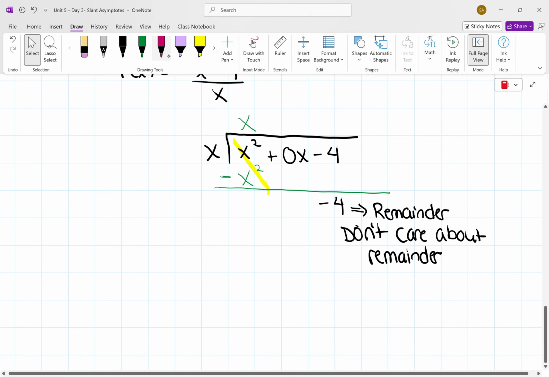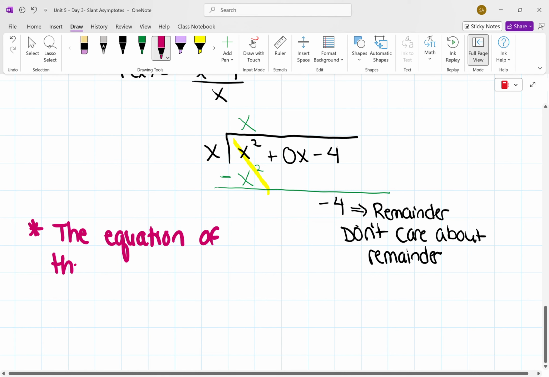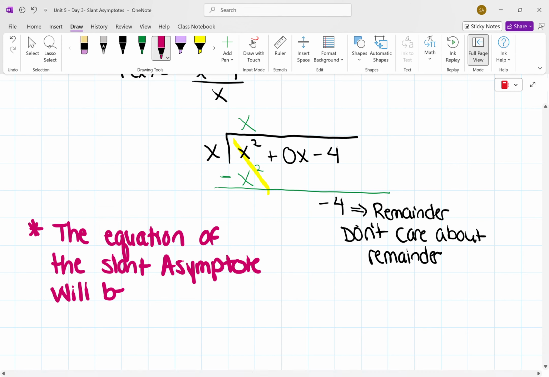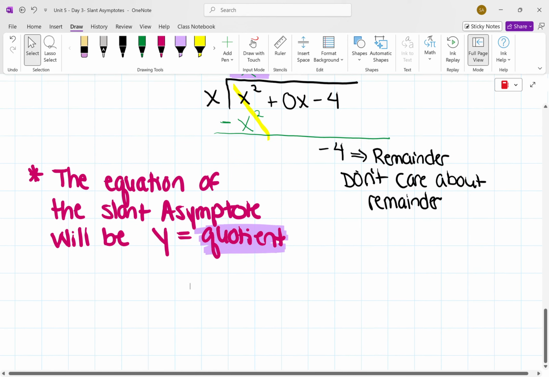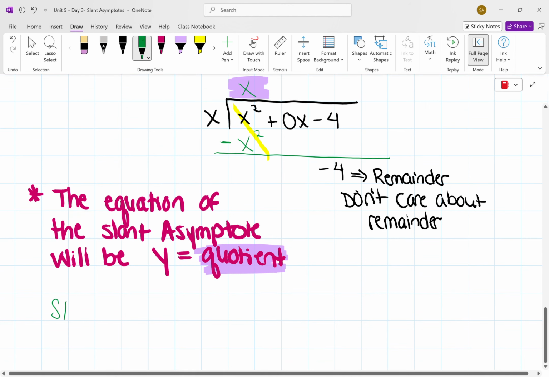So then what do we care about? I'm going to put a star here. We're going to say the equation of the slant asymptote will be y equals whatever the quotient is. So in this scenario, our quotient is just x. So the equation of the slant asymptote here will be y equals x.